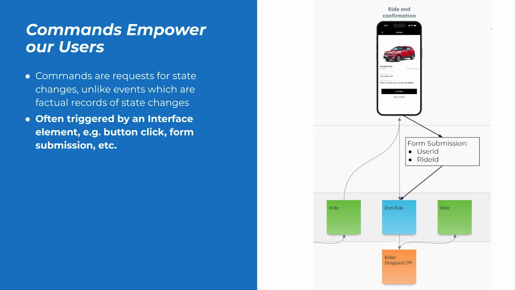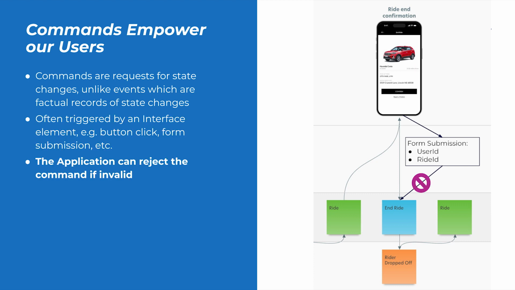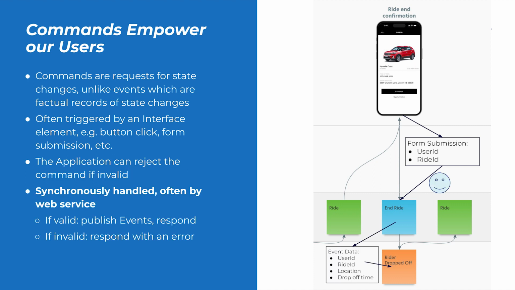In practice, a command is usually triggered by an interface element like a button click or a form submission, and is almost always handled synchronously. Because it's handled synchronously, the command provides us with a transactional moment where we can evaluate the change being requested in the context of the current state. We can validate that certain invariant conditions are met in order to ensure consistency before we commit ourselves to a state change by recording an event. We can say no to a command by responding to the request with an error. If everything looks good, we can publish some events to our Kafka event stream.